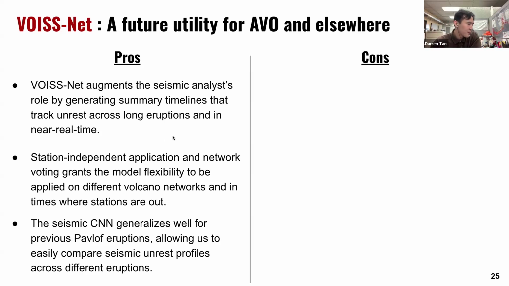We also note that station-independent application is useful because when an eruption happens, you can have stations going in and out, you can have station problems, so your number of stations can change. But when we do it independently by station, we add on a network vote, and we think that's useful for having a network-informed result, but also flexibility as stations go in and out. We also demonstrate for Pavlov that it generalizes well to prior eruptions. So a natural next step is to see whether it could work well on other volcanoes, and we're currently in the midst of testing that.